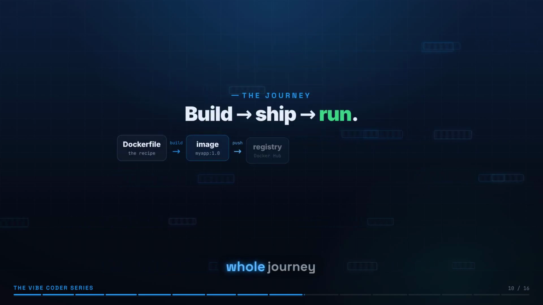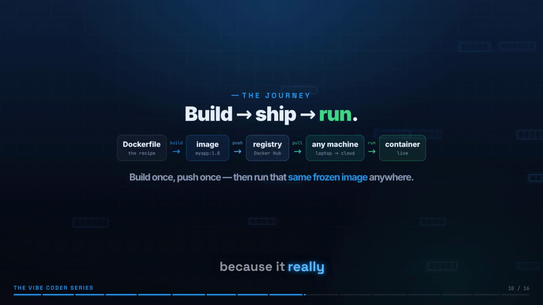Now follow the whole journey from end to end, because it really is only 3 simple moves. Build, ship, run. First you build. You run a single command, Docker reads through your Dockerfile step by step, and out the other side comes one finished image. Next you ship it. You push that image up to a registry, which is really just a shared library for storing and handing out images. The best known one out there is Docker Hub, but every major cloud provider runs its own as well. Anyone with the right access can now pull that exact same image right back down to themselves.